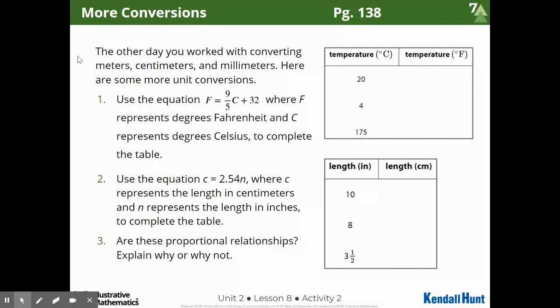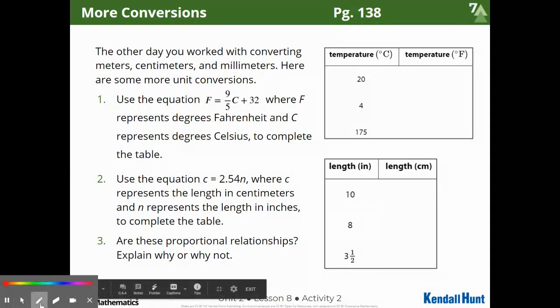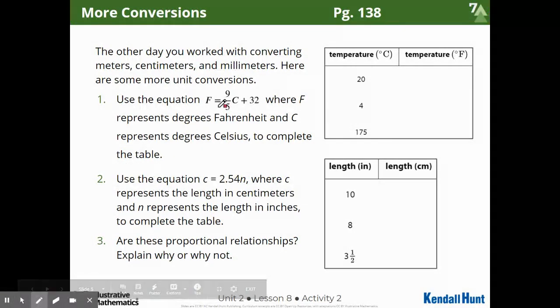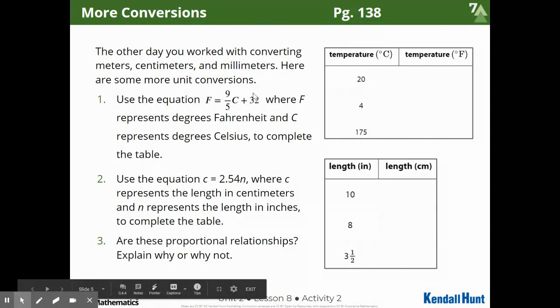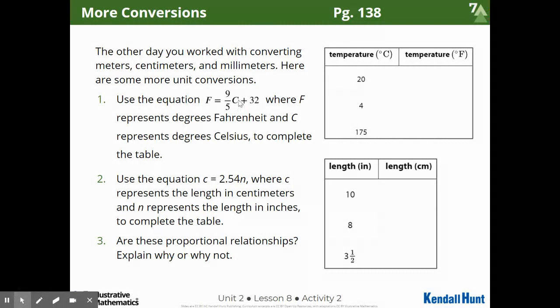On this first question, it gives you the equation, and you're going to use that equation to plug in the numbers to find what temperature in Fahrenheit it is based upon the temperature in Celsius. I'll give you a moment to fill that out. All right, so how are we doing this? It's F equals 9/5 C plus 32. You can go ahead and plug those in. Basically, you're just substituting a number for C.